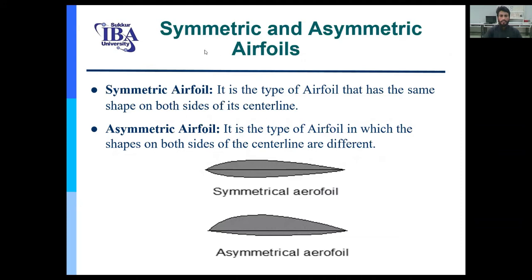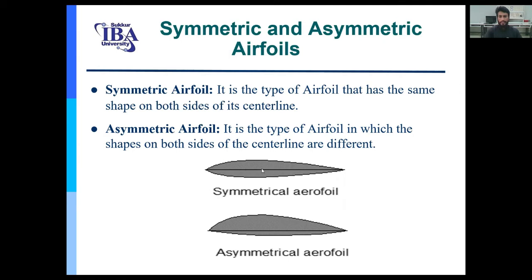These are the types of airfoil for study. The first one is symmetric airfoil, and the second one is asymmetric airfoil. These are two different types. What is a symmetric airfoil? A symmetric airfoil is the type of airfoil that has the same shape on both sides of its center line. If we look at this airfoil, this is the symmetric type of airfoil.